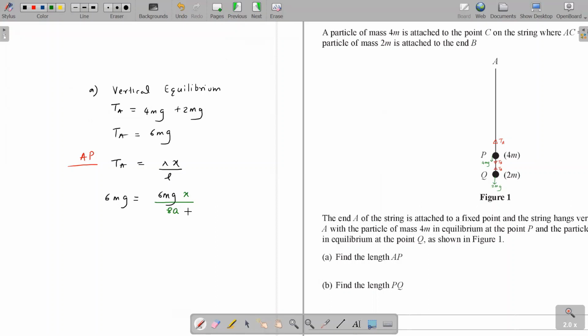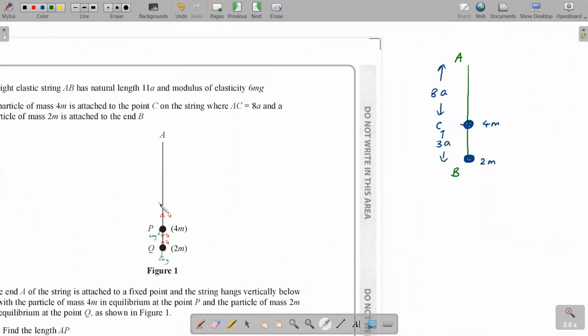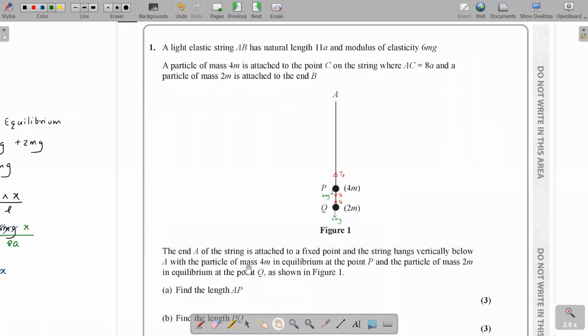Okay, so now it's a matter of making X the subject. I think 6 mg completely cancels out and you get X equals 8a. Are you with me? So if the natural length of the AC string was 8a, and if it is extended another 8a, what's the AP length?